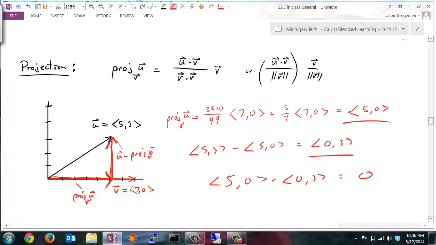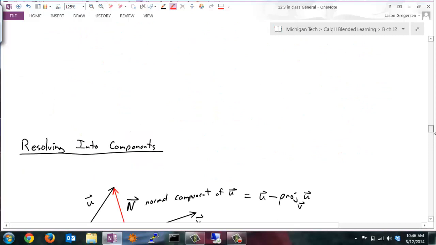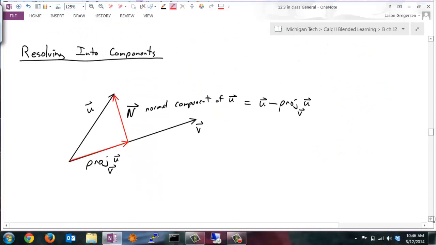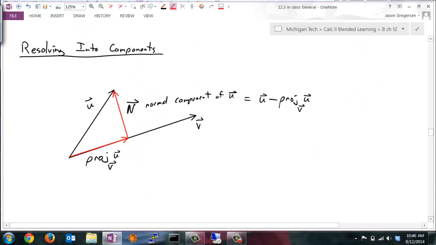Now, this is kind of trivial in this case. I'm projecting onto the x-axis. I know that one's the y-axis. I can see all that stuff. But in general, this is going to allow me to take a vector u and break it into two pieces. One that's parallel to another vector, and one that's perpendicular. I'm resolving this vector into different components. This is generally a very useful thing.